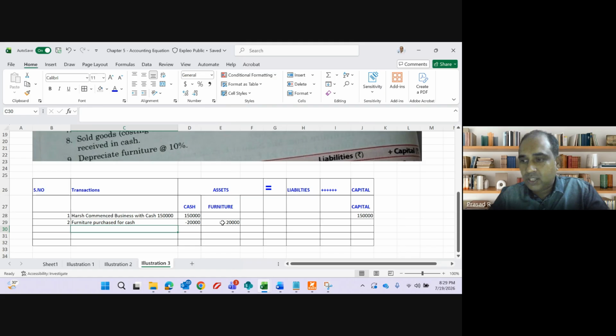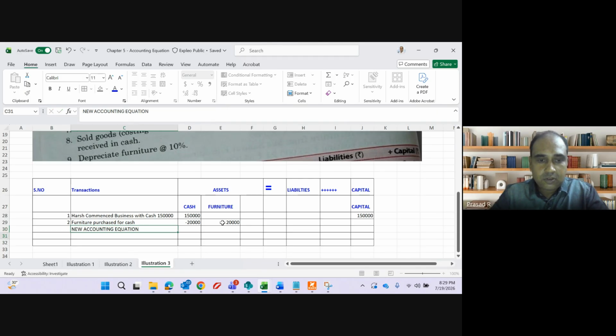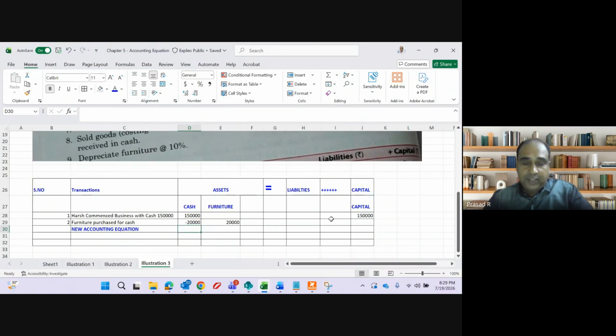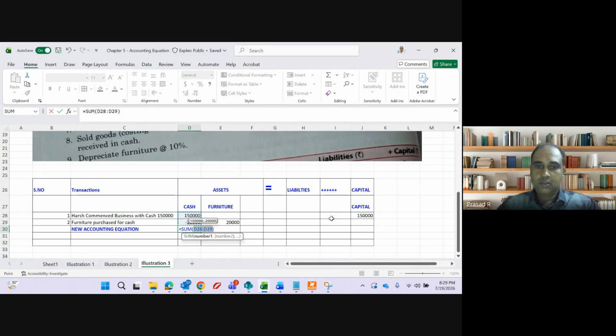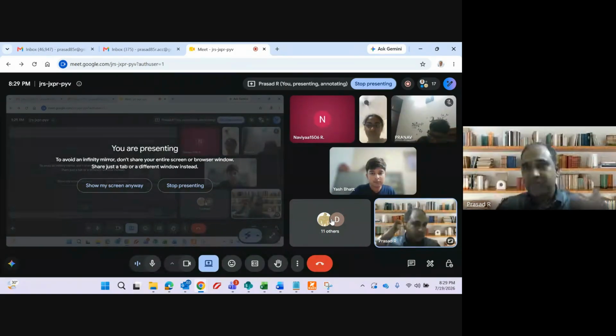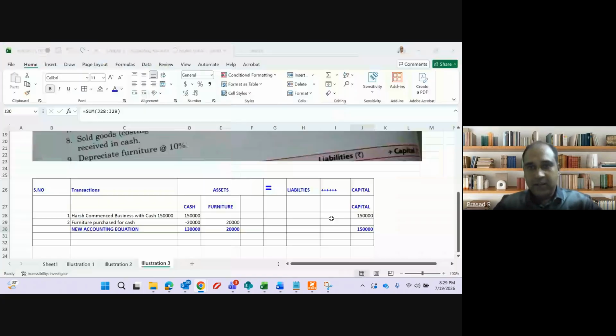We should not go to the third new transaction. New accounting equation. Why is everyone silent? New accounting equation. Total it along with me. How much is cash? 1,30,000. Please total it with me. I don't want to total for you because in the exam you have to total. The laptop will not come for totaling, so you have to total it.